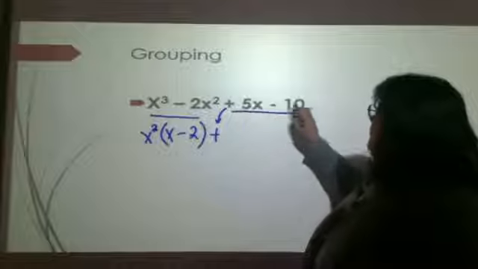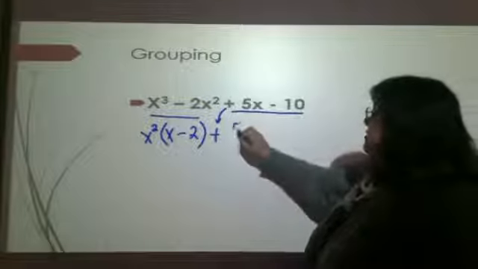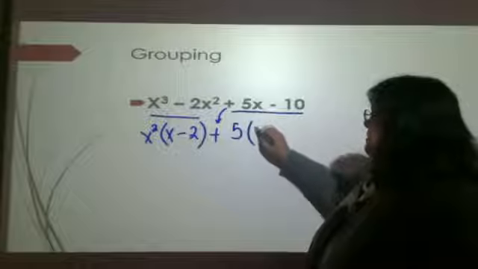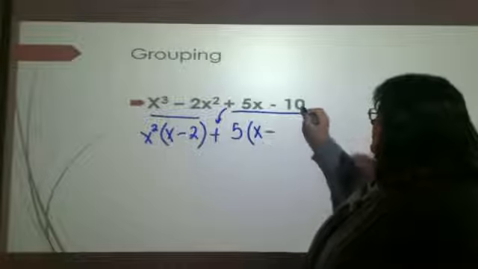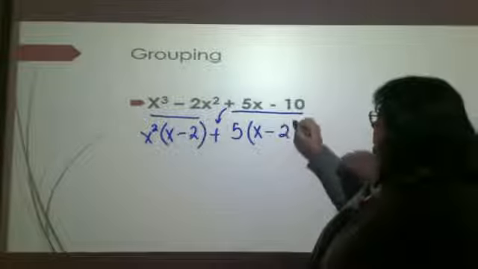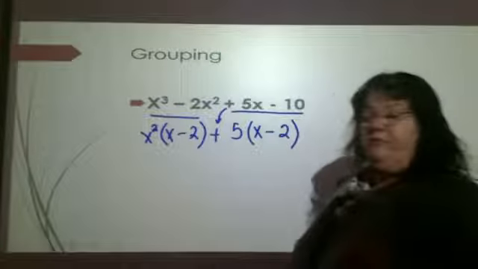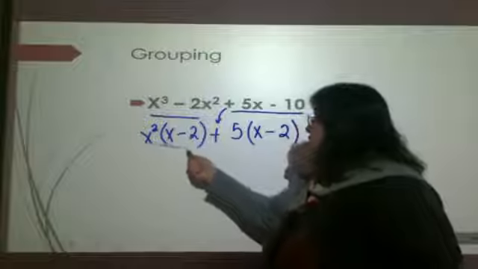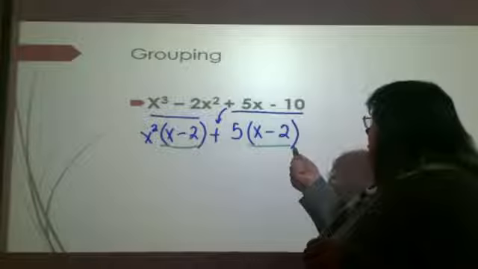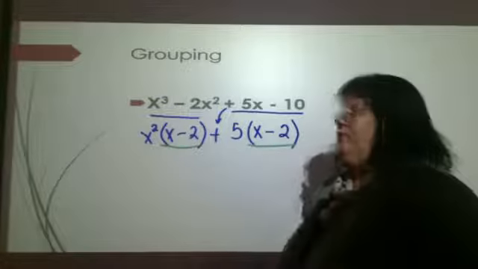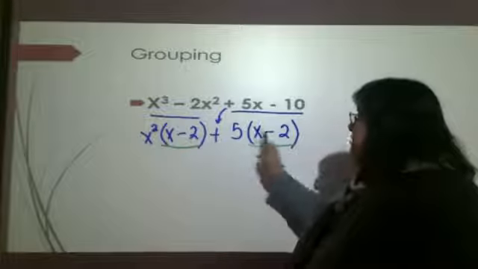What does 5 and 10 have in common? They both have a 5. If I divide this by 5, I get x minus, and if I divide this by 5, I get 2. Now you'll notice, if we've done this right with grouping, you always should get a factor in both of these big groups that matches. I call it the magic factor. That's what's special about grouping.